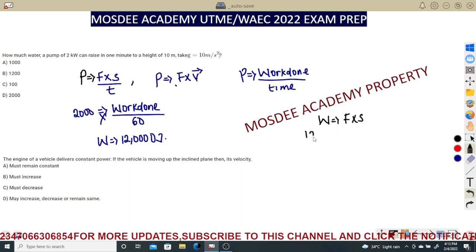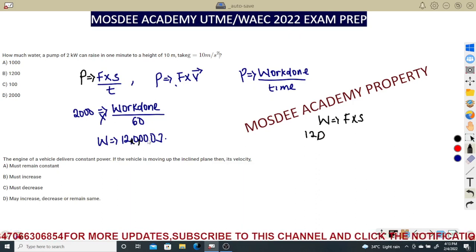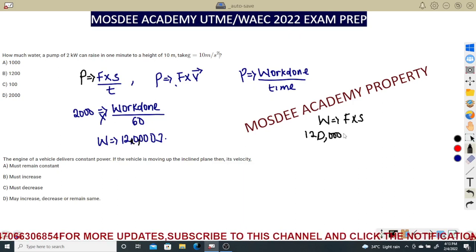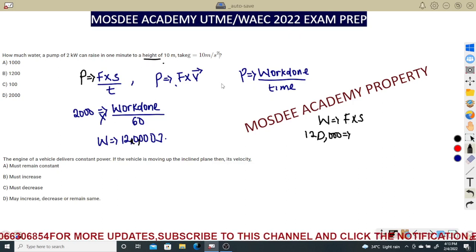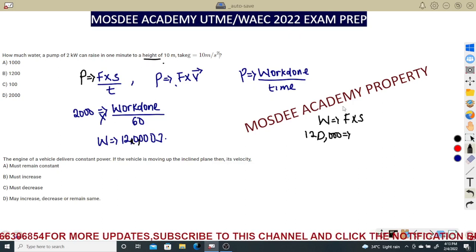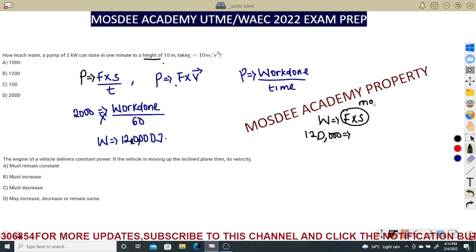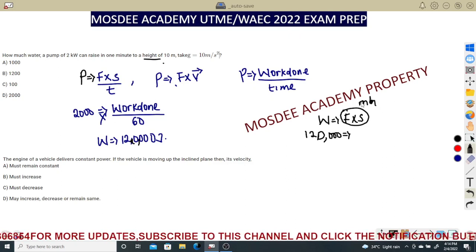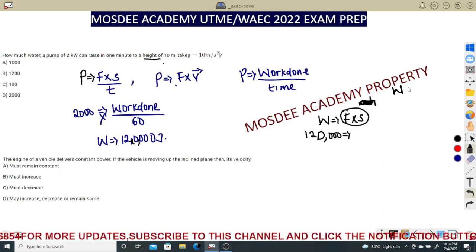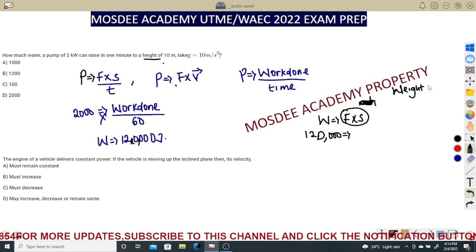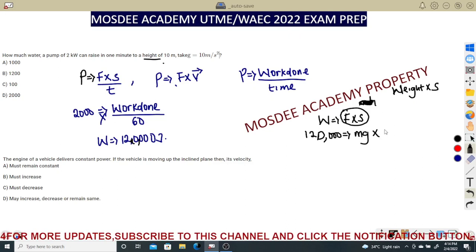The work done is 120,000 equals to, now we are talking about weight because I'm talking about height. So I'm converting this force to weight. Force times distance, I can take as mg, or m times height. I'll turn the force to weight because there is a height. So the weight here is mg, which is the force, multiplied by the distance.